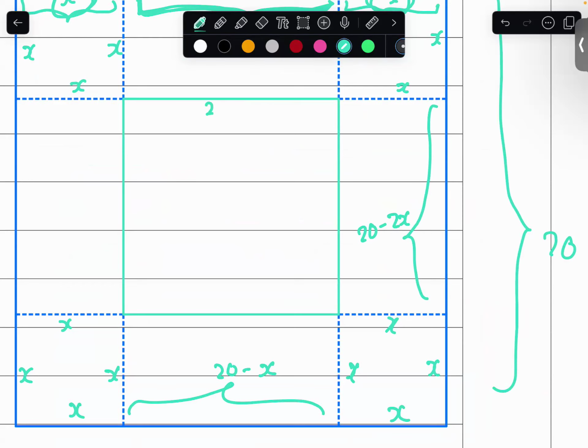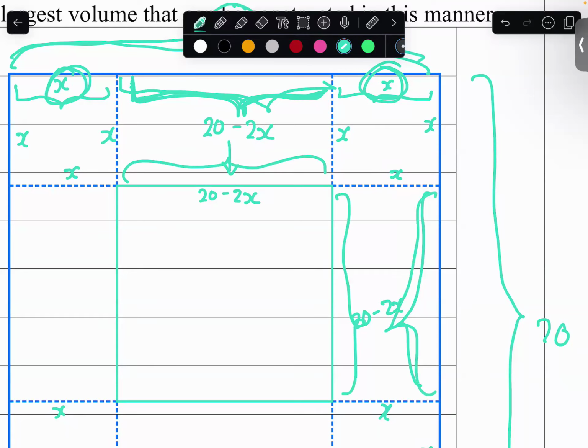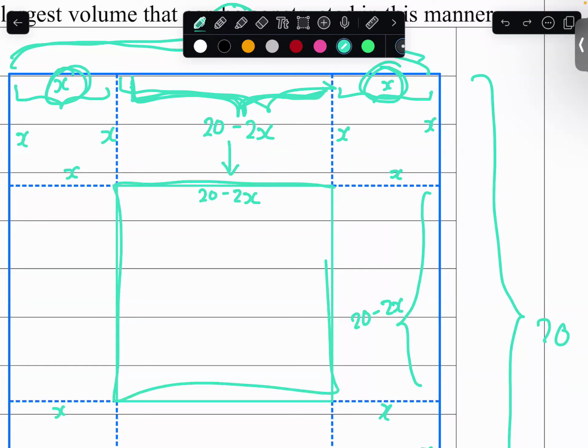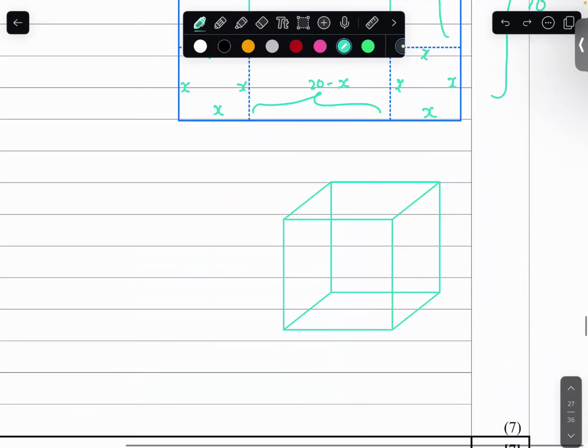And the length of each side of that square is 20 minus 2x. It comes from here, right? Because this distance and this distance is the same, and this distance and this distance is the same. So when you fold the square up, the bottom of the box, all the sides are 20 minus 2x. Right, so here's the box. This is the bottom of the box here. All of those sides are 20 minus 2x.